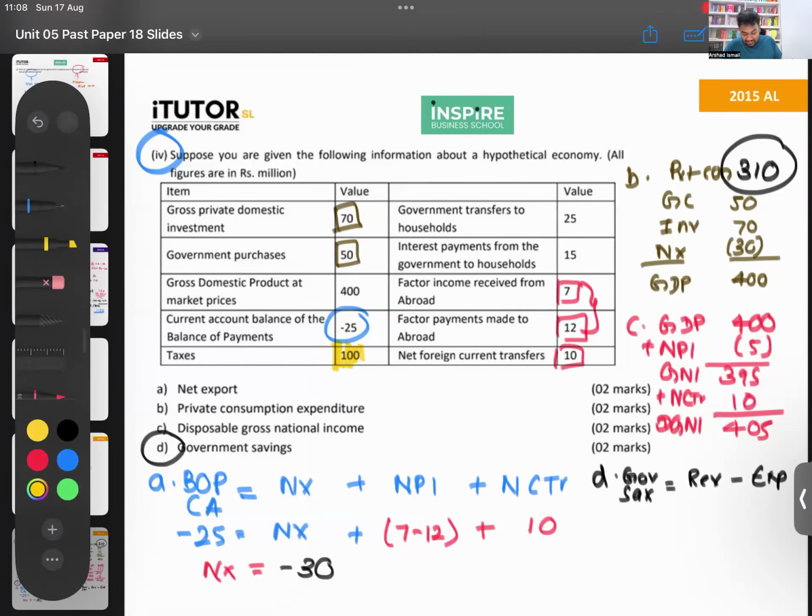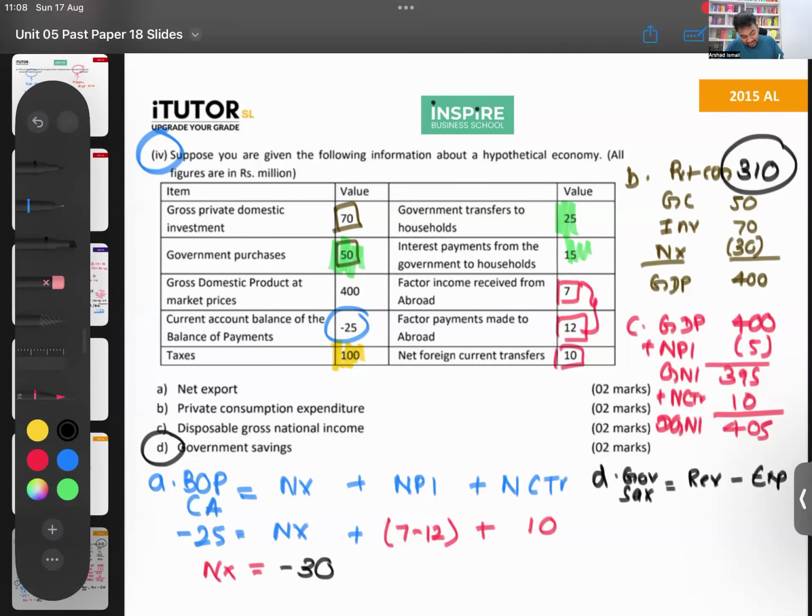Anything else? Nothing else is government's revenue. Government's expenditure, you can see there are multiple things in this. One is government purchase, this 50. Government transfers to households is also a government expenditure. Then interest payments from government are also a government expenditure. So from the yellow 100, if you minus all the green ones, you will get government savings.